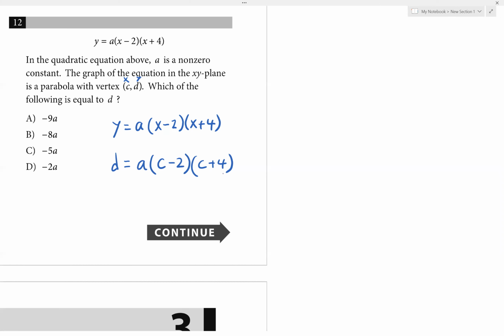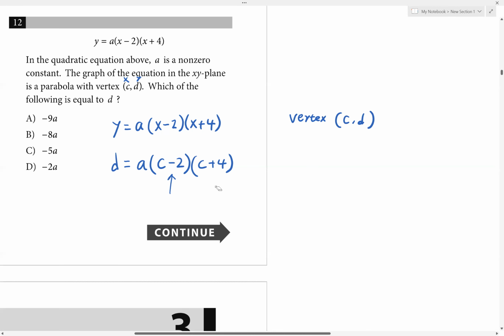And we know (c, d) is actually the vertex. They told us that. So once we have that, we want to figure out which one is equal to d. Looking at the answer choices, they are all in terms of a, a number multiplied by a. So it seems like we don't have to figure out what a is. We can just leave it there. But we do have to figure out what c is.